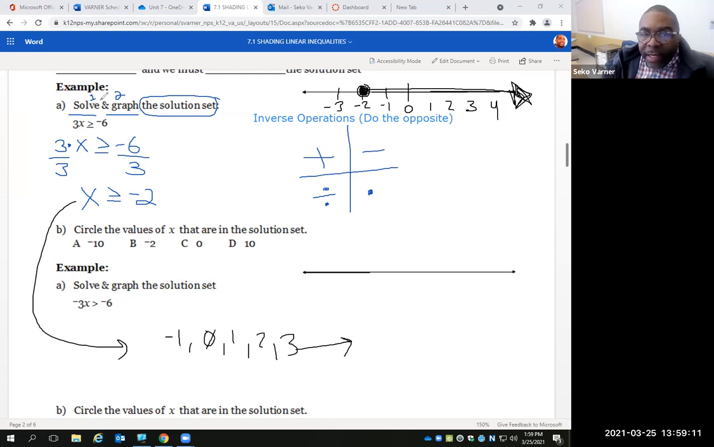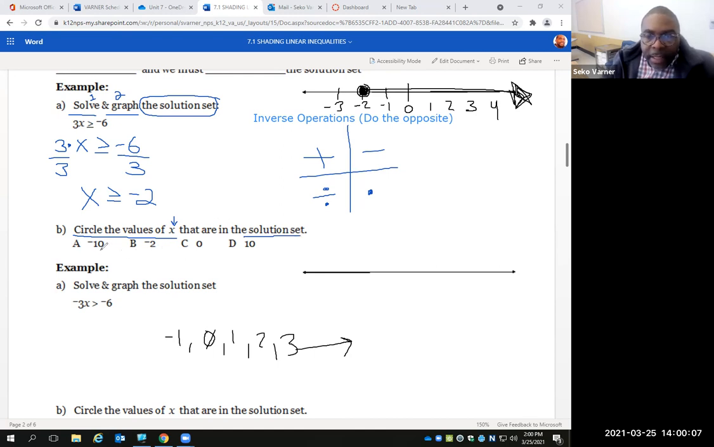So I solved the inequality and I graphed the inequality. I solved for x, which is the solution set, and I graphed the solution set. That's how it's done. Now, here's the interesting thing. The next part says you have to circle the values of x that are in the solution set.